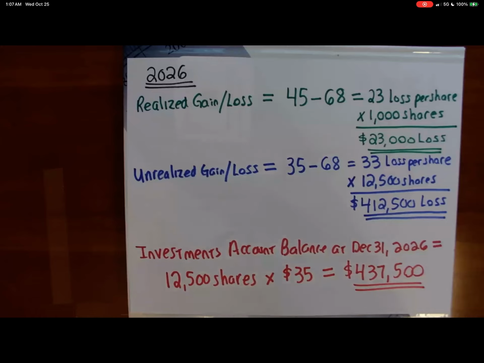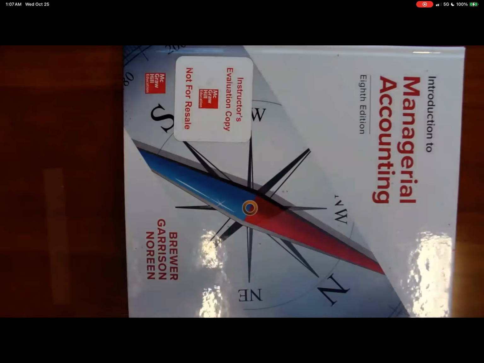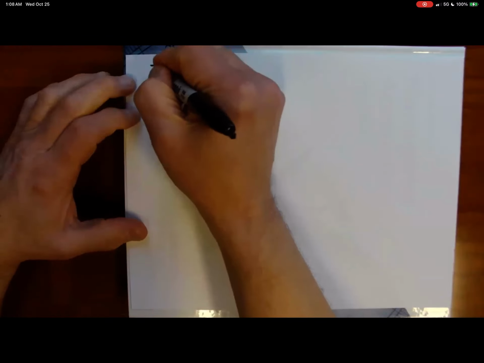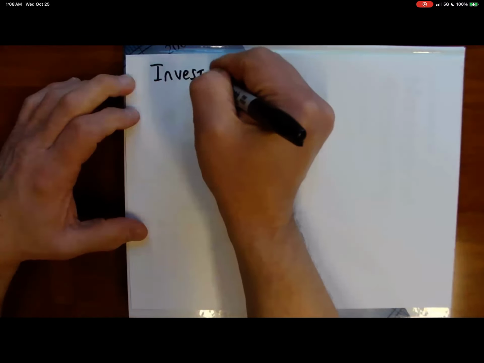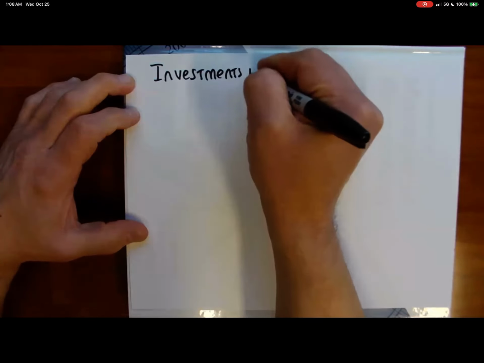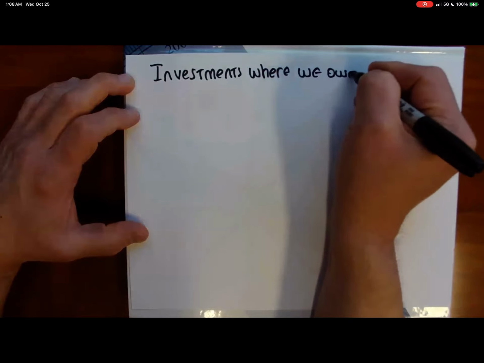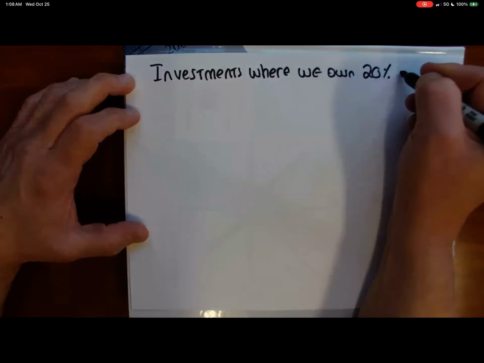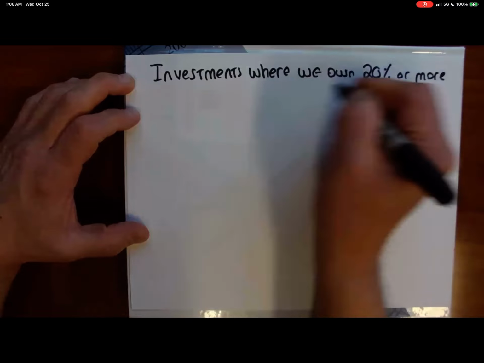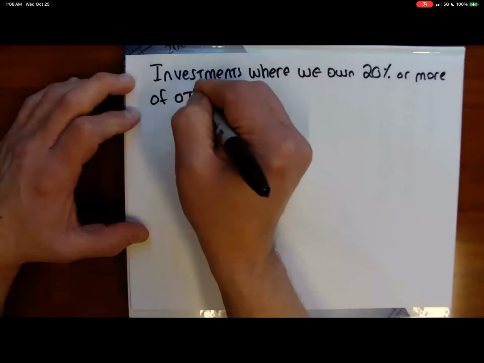All right, then let's talk about investments where we own 20% or more. Everything we just did was related to where we owned less than 20%. But now let's deal with those investments where we own 20% or more of the other company's outstanding stock.